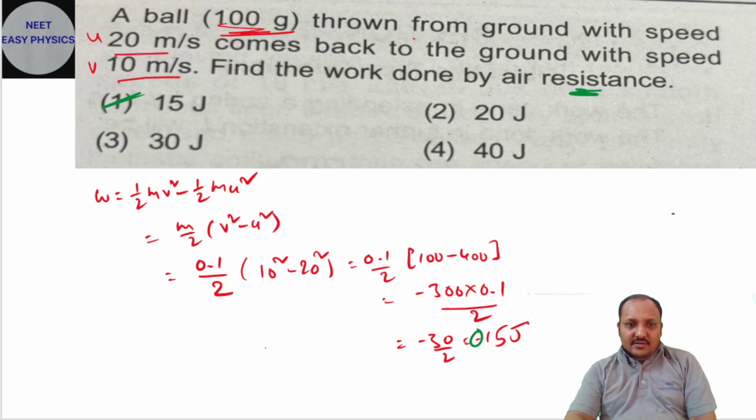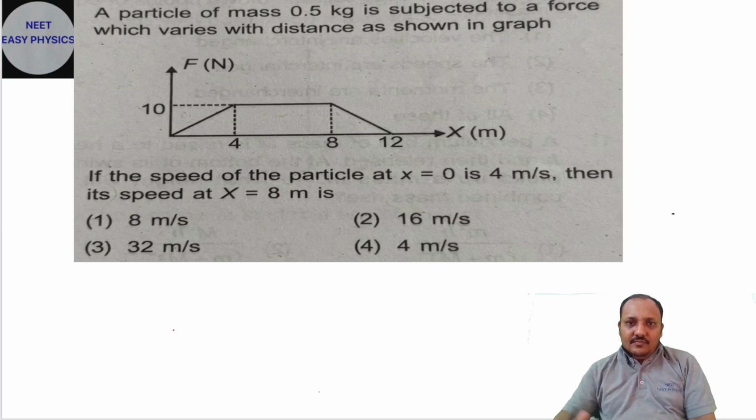Correct. Now see the next question. In this question, see, they gave a graph. A particle of mass 0.5 kg is subjected to a force which varies with the distance. The speed of the particle at x equal to 0 is 4 meter per second. At x equal to 0, 4 meter per second means this is the initial velocity. Then the speed at x equal to 8 meters. They are asking what is the velocity at 8 meters. Initial velocity they gave is 4 meter per second.